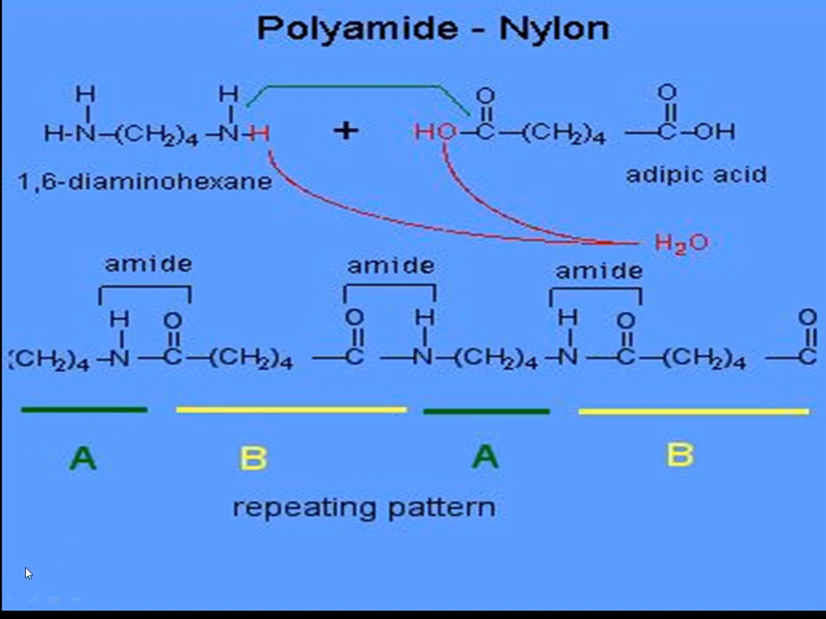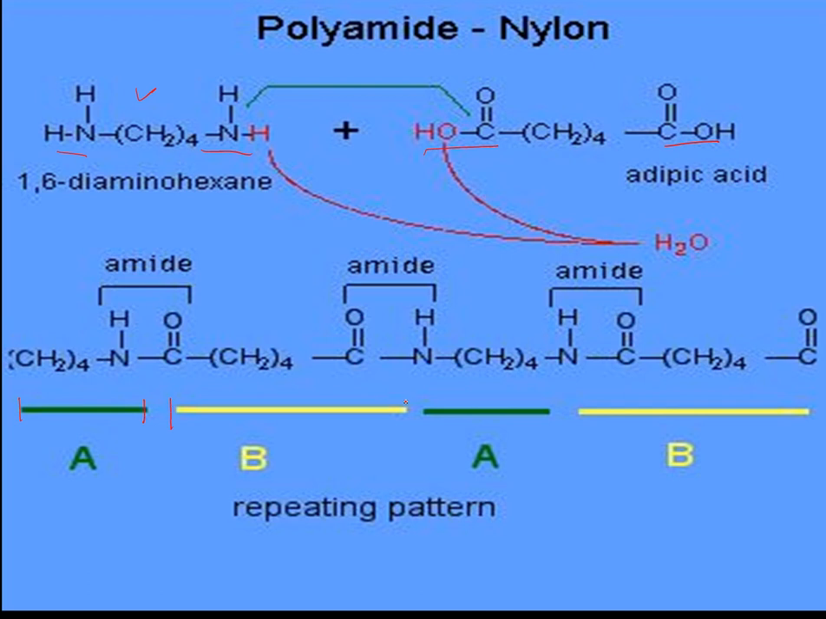1,6-diaminohexane linked together with adipic acid. So again, a diamine having two NH2 groups is linked together with two carboxylic acid fragment, adipic acid. So you see the monomers are repeating one after the other.